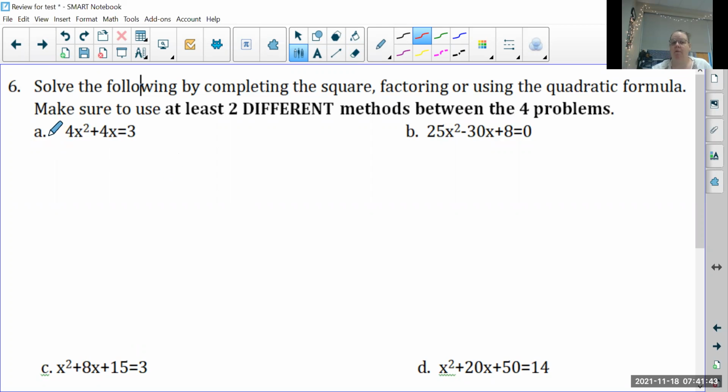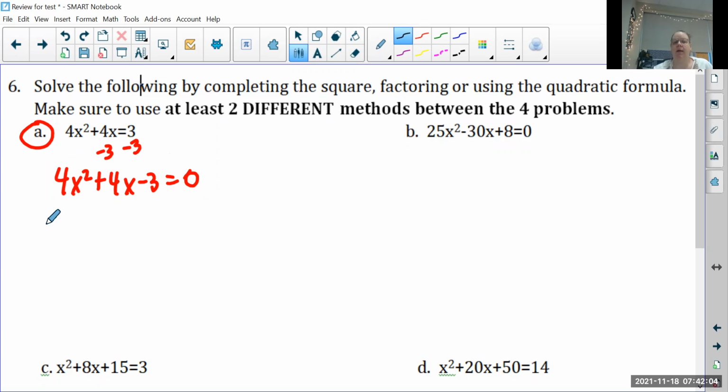So for A, I'm going to do quadratic formula. So in order to do that, I'm going to make sure that it equals 0. So I need to subtract 3 from both sides. So I get 4x squared plus 4x minus 3 equals 0. Because this is a square root, you could also do a completing the square. You could also do reverse box. You could also do slide and divide.